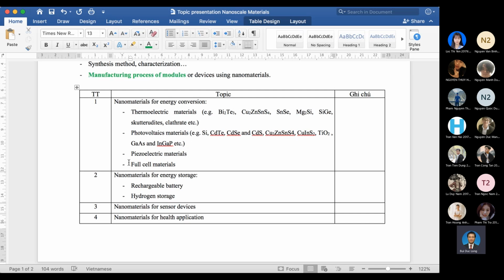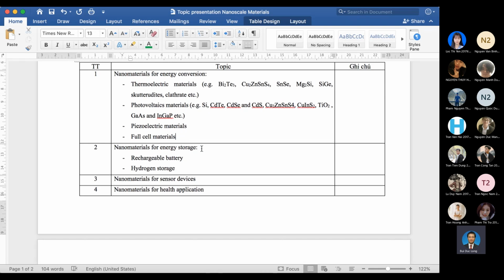And the next one will be fuel cell material. This material is used in what we call a fuel cell, to generate electricity for cars, even for trains also. So using this, it can generate electricity.